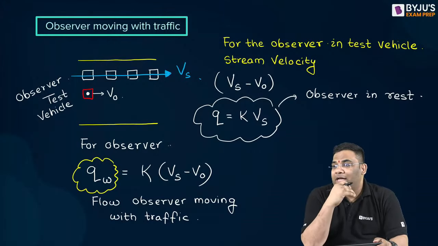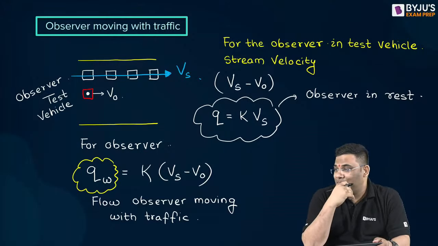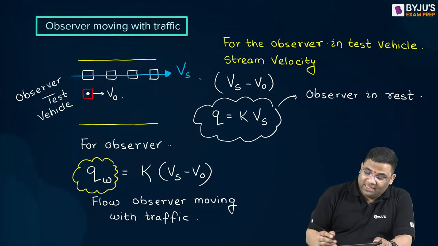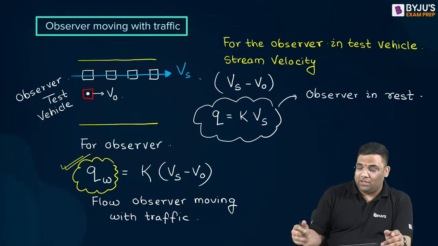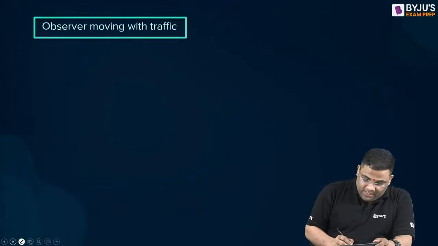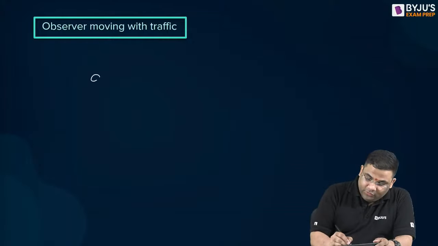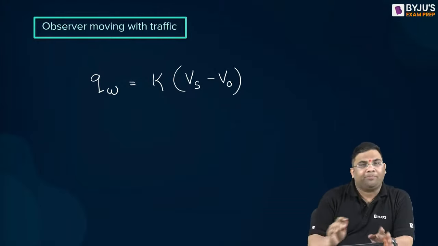Understood this concept or not? Everybody understood? No doubts in this concept? Has anyone any doubt? I don't think there is any doubt. So this is one way of finding the flow with the traffic. Okay, next. We saw that this Q_W is equal to simply K, which doesn't change, times Vs, the stream velocity, minus the speed of the observer. Very easy.